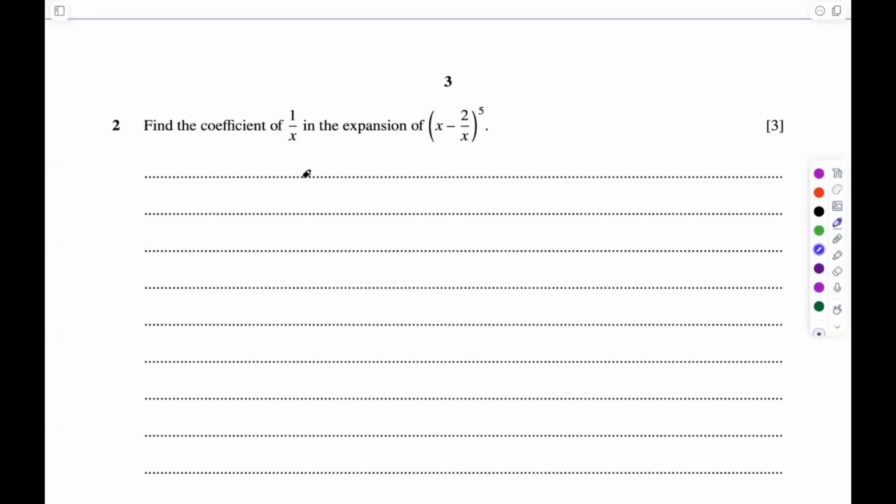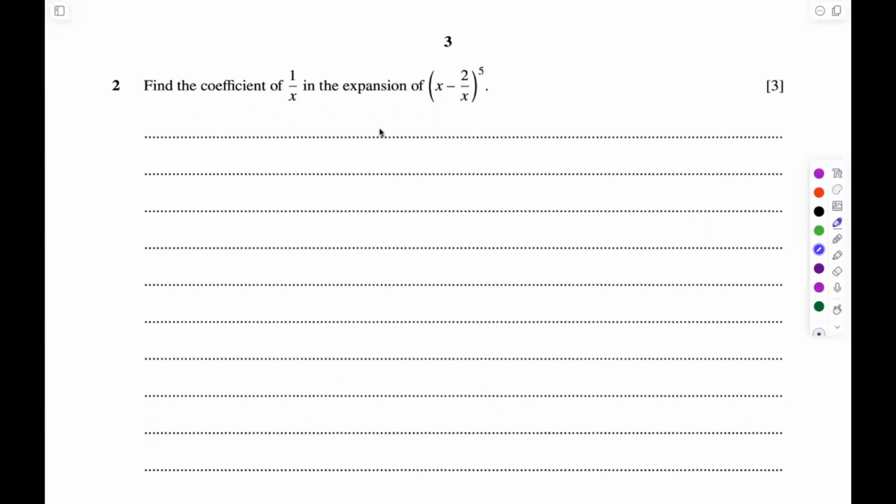In question 2, we have to find the coefficient of 1 upon x in the expansion of (x minus 2 upon x) to the power 5. Now, the expansion formula for an expression of the form (a minus b) to the power n is given as a to the power n minus nC1 a to the power n minus 1 b power 1 plus nC2 a to the power n minus 2 b power 2, then minus nC3 a to the power n minus 3 b to the power 3.